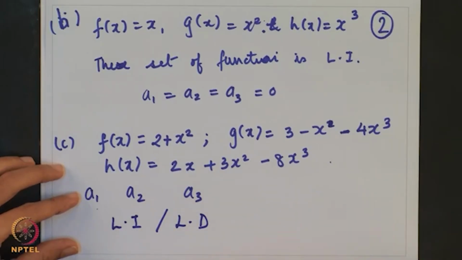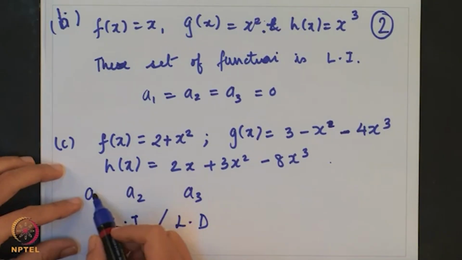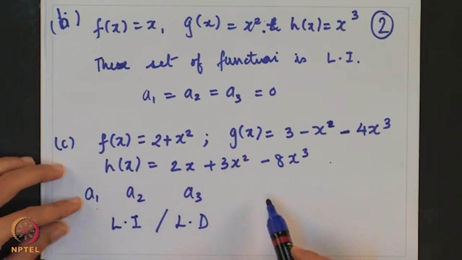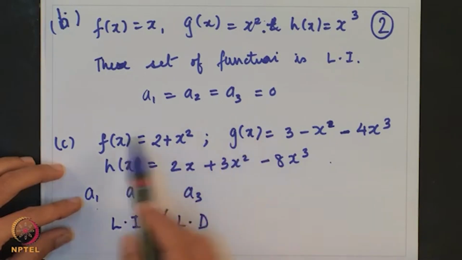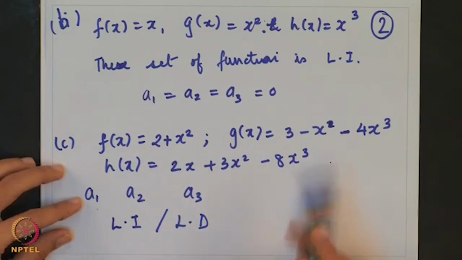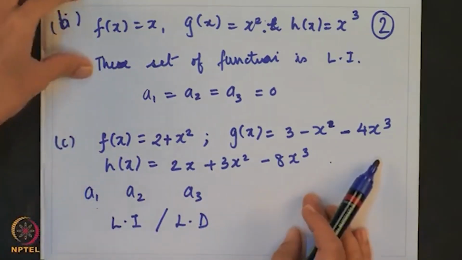This I leave to you all to do. It is very simple, you just have to substitute for f, g and h and write it in the form we wrote before, a1 f of x plus a2 g of x plus a3 h of x. If you find some relation between f, g and h, then it is linearly dependent. So this is part of the exercise you can try.